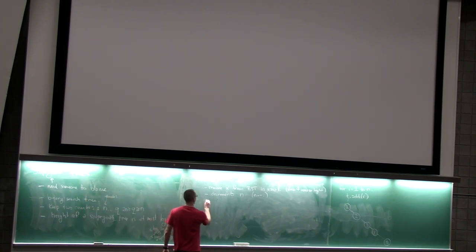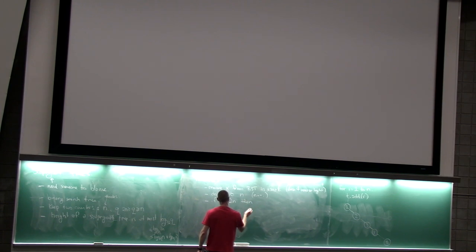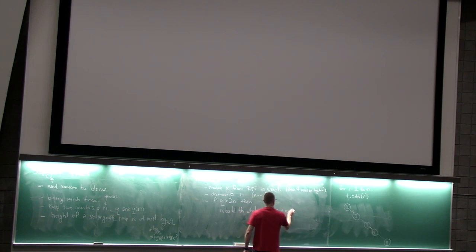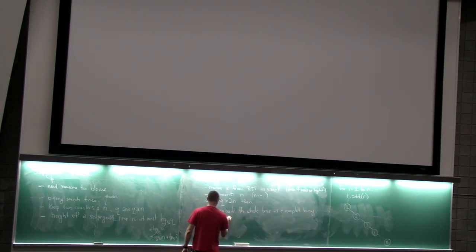So, one little thing to fix: if Q is bigger than 2N, then rebuild the whole tree as a complete binary search tree. And then set Q equal to N.